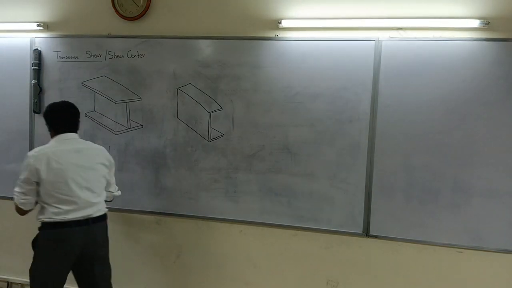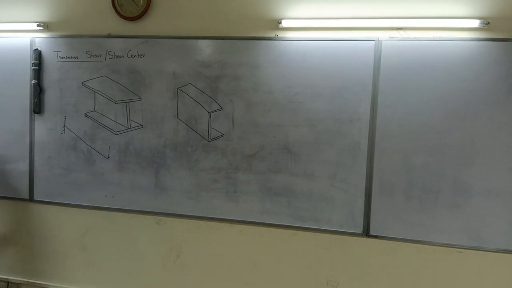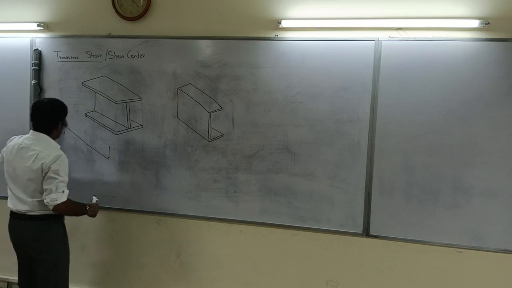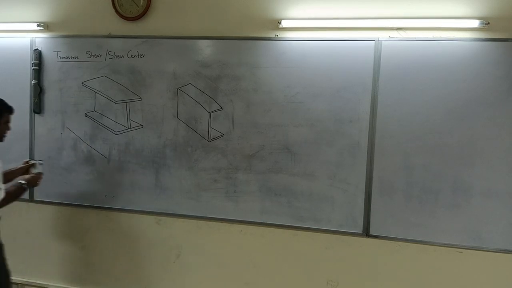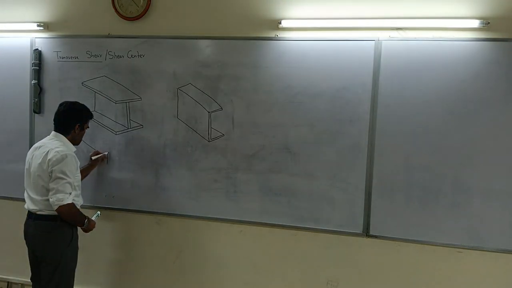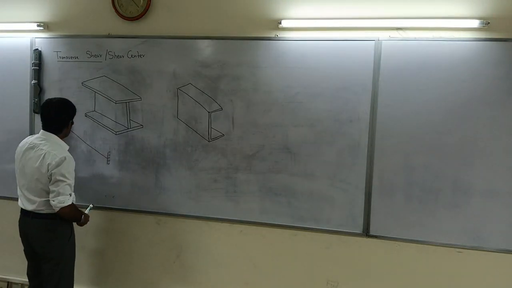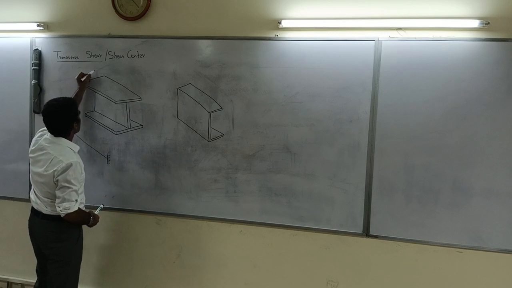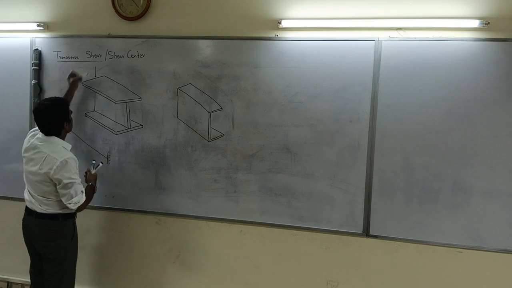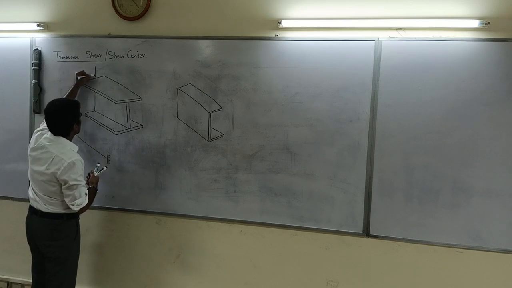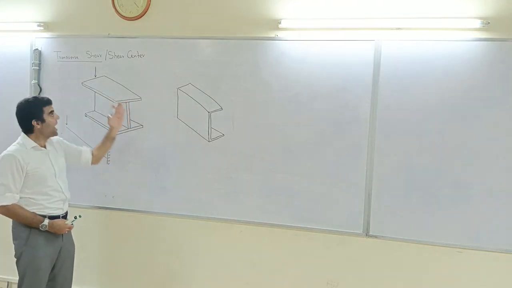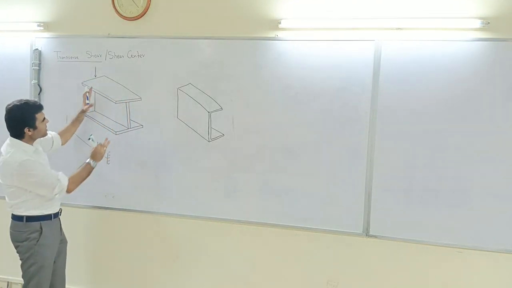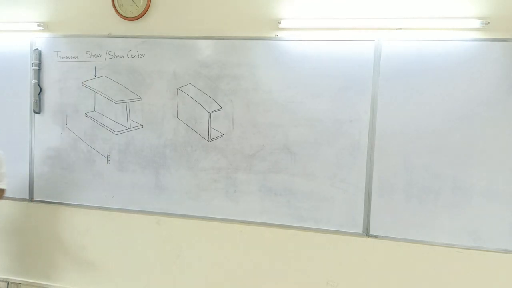Okay, or let me draw it over here. Cantilever, and this load is applied at this point. So it is fixed over here, and we have got an I cross section. Load is applied in this direction.